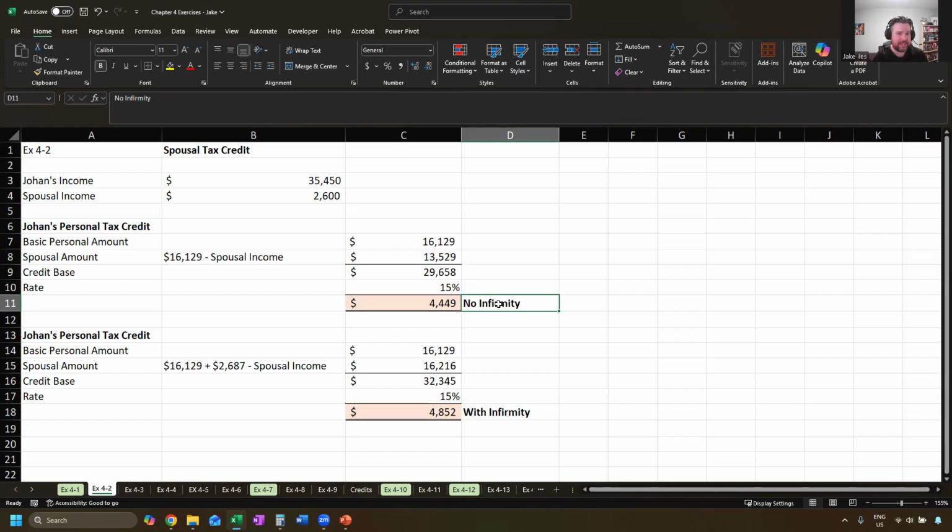If my spouse has an infirmity, meaning some ailment that requires additional care to alleviate or manage, they'll have an additional spousal amount. So we'll take that 16,129, we'll add 2,687 to it, but we're still going to subtract the amount of credit being used by their $2,600. So Johann has his 16,129 from his own BPA. He's got 16,216 from his spouse's BPA and caregiver. So the credit base is 32,345. After 15%, Johann can reduce his taxes owed by $4,852. Please be aware of the importance between credit bases or amounts and the actual tax credits.